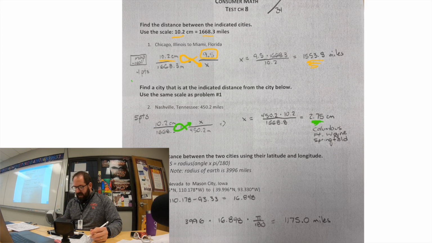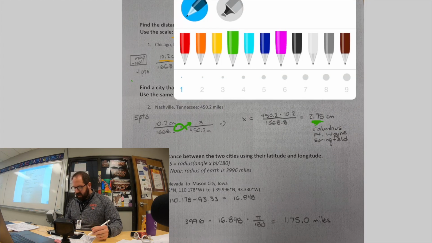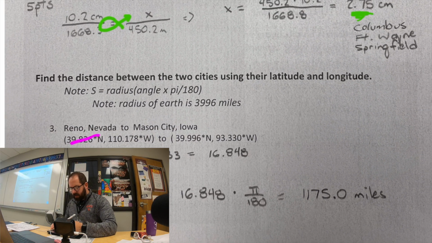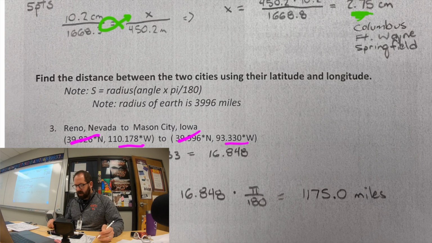Now for the next one. Okay, for the next one, you had to figure out the difference. Well, the difference between north was negligible for Reno and Mason City. So what we're looking for is east and west. So we subtract those numbers. The difference in degree is 16. You take it times the radius of your Earth, which is 3,996. You take it times pi, divided by 180.